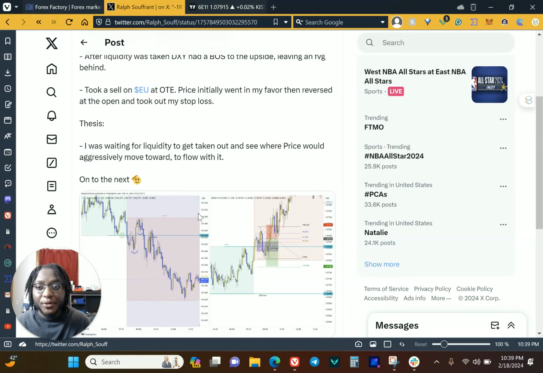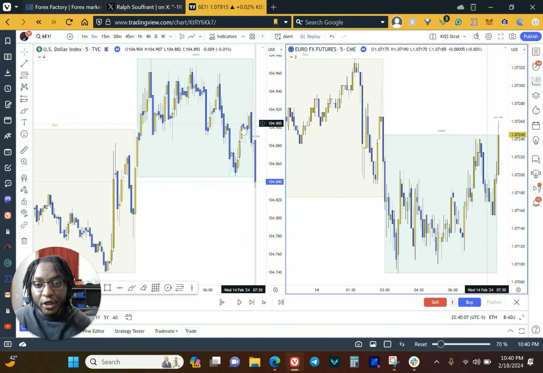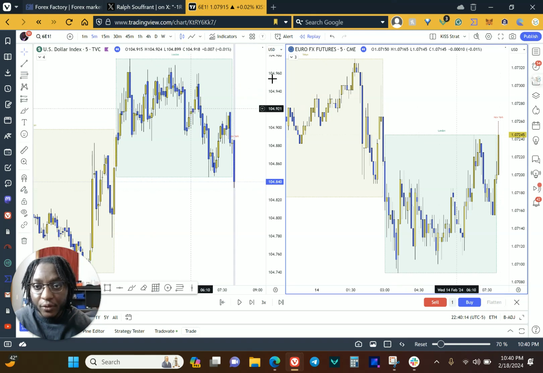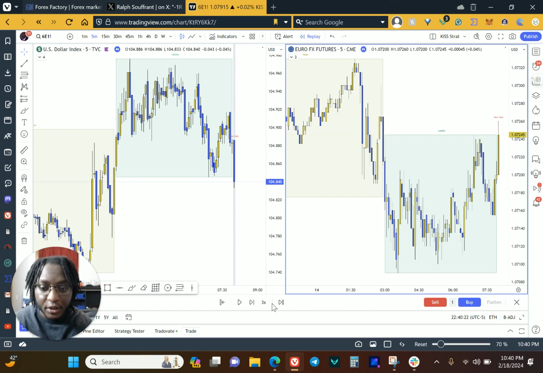And yeah, thesis was pretty similar. I was waiting for some liquidity to get taken out and then see where price was aggressively moving and then flow with it. So let us jump on the charts. I already have it pulled up on the replay mode. So we are just gonna play through it, and then I'm gonna flip through the Twitter and the TradingView to plot out this trade. So let's get into it.